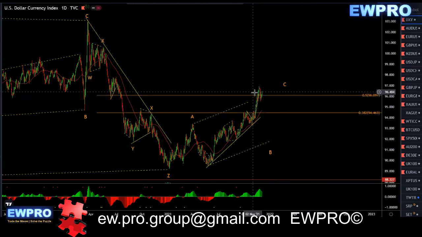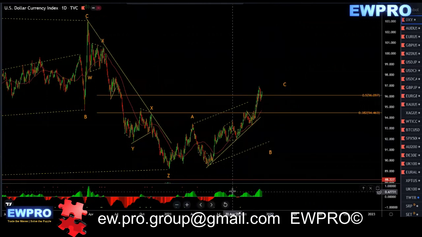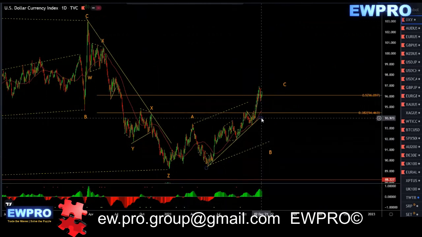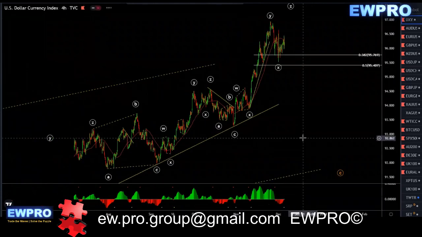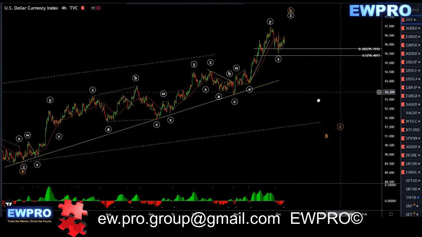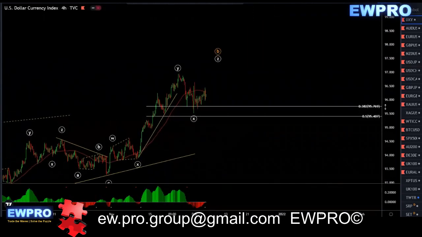This is very tricky at the moment. We don't have any bearish divergence on the daily, so while this trend line holds, you can still look for buys. On the H4, we don't have any bearish divergence either, and we're looking for that Z up.